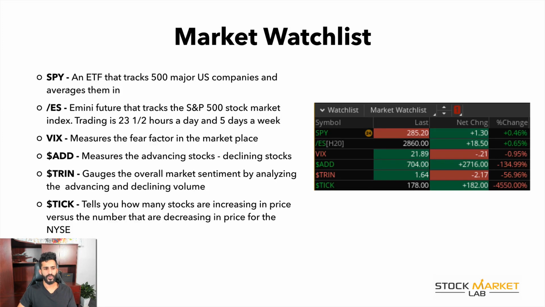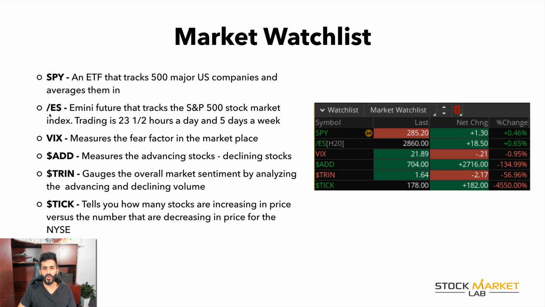So the first one I want to jump into is SPY. SPY is an ETF that tracks 500 major US companies and averages them in. So when we look at the SPY, it basically shows us how the overall market is doing, right? It's showing us the big picture of how the overall market is performing. Is it strong today? Is it weak? And what's overall happening? So this kind of paints the big picture. This is the first symbol I have.